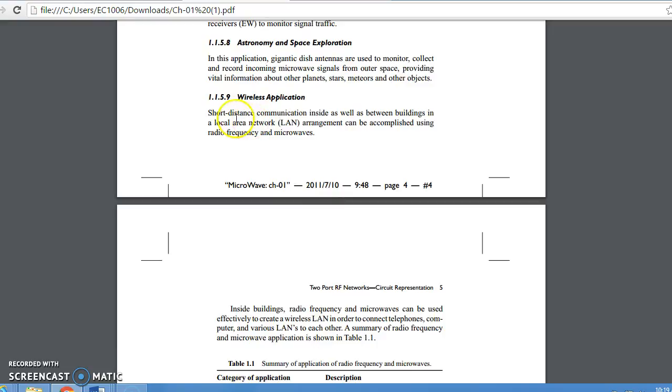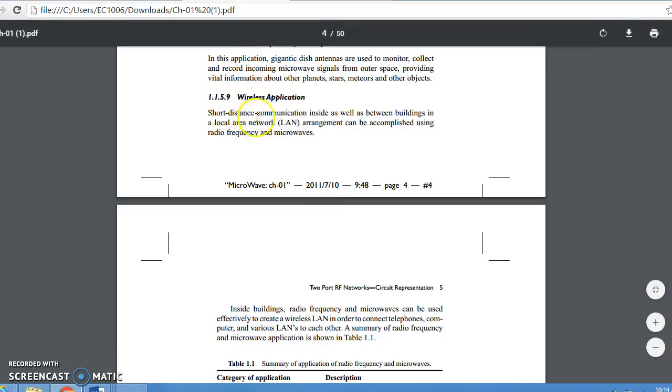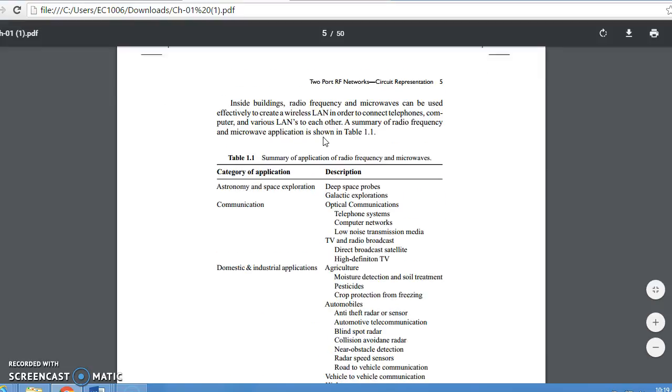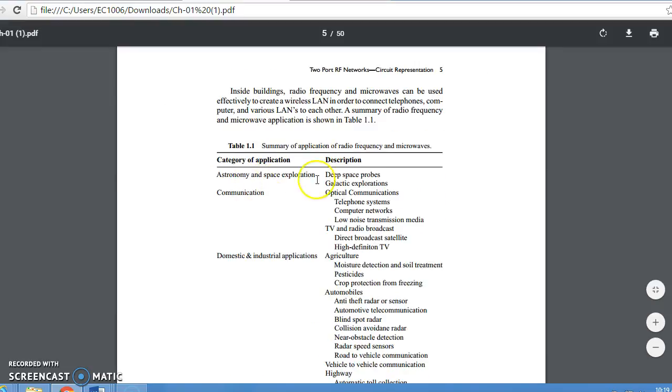And wireless application: short distance communication, as well as communication between buildings in a local area network, can be accomplished by using radios and microwave. So these are the categories of applications where microwave can be used.